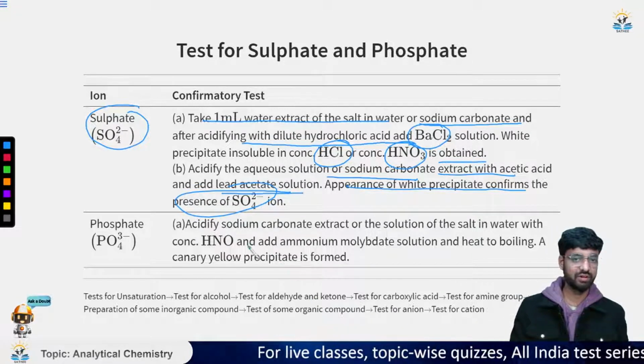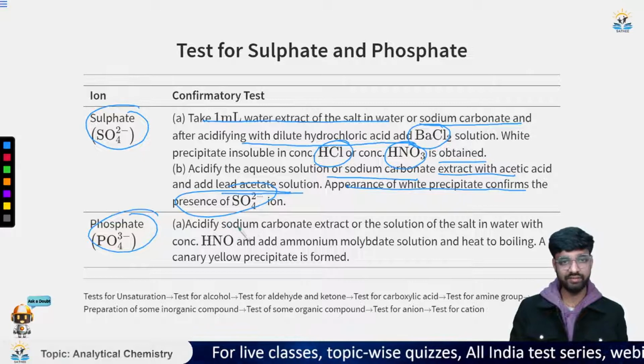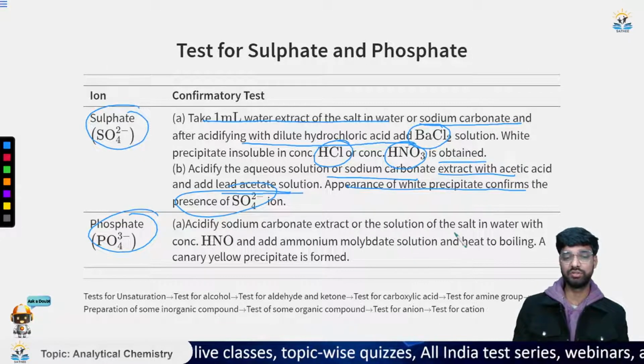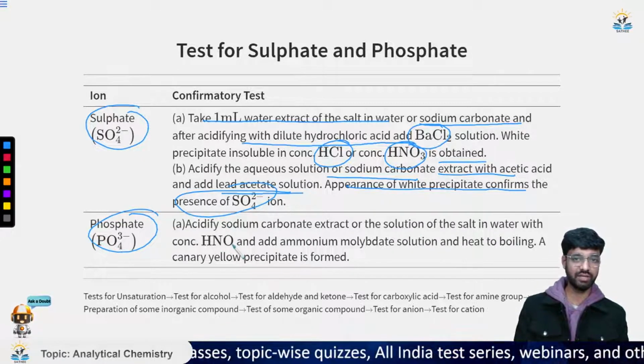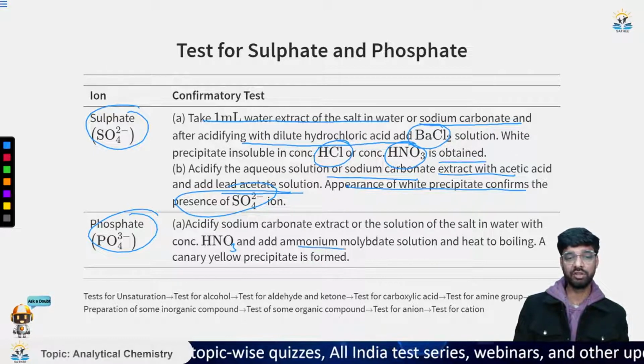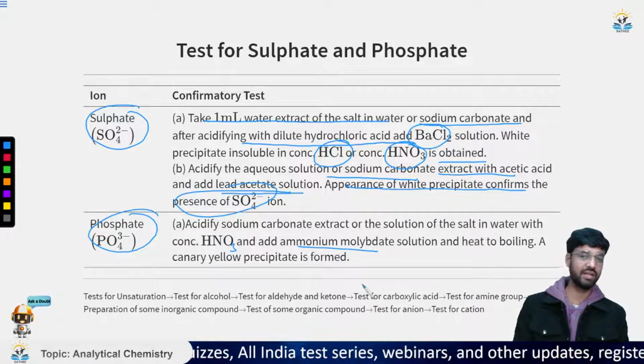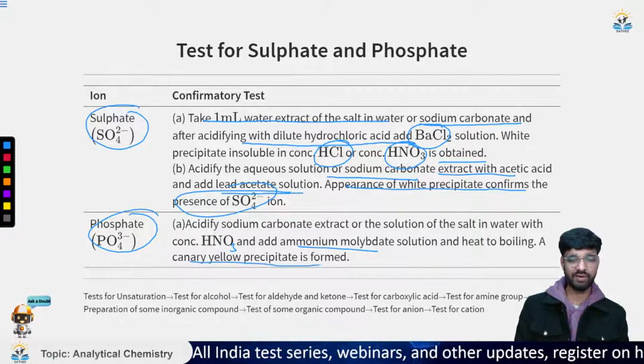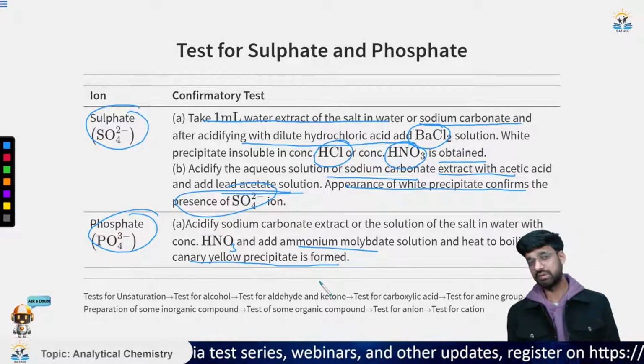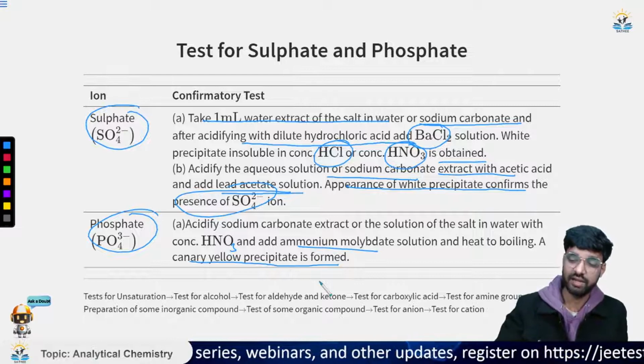At last we have the phosphate. So acidify the sodium carbonate extract or solution of the salt in water with conc HNO3 and then add ammonium molybdate solution and heat it to boiling. Then a canary yellow precipitate is formed. So this was all for the confirmatory tests for the anions.